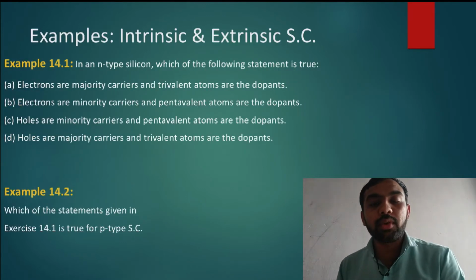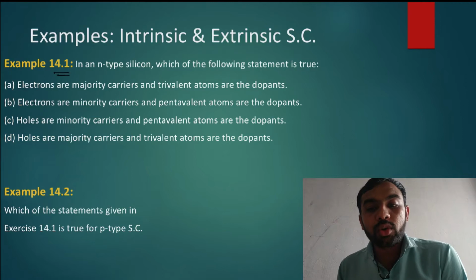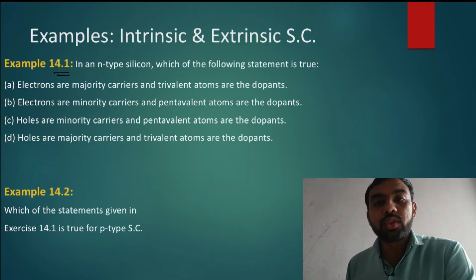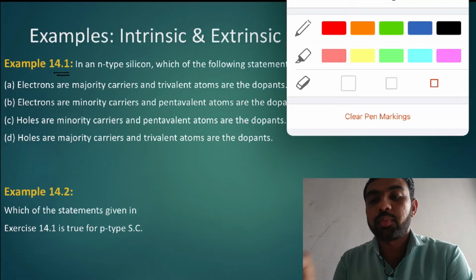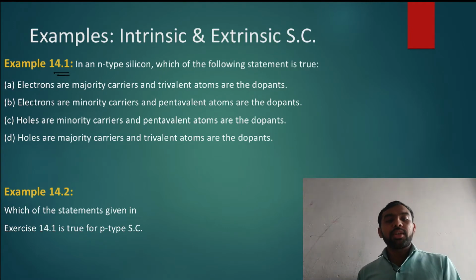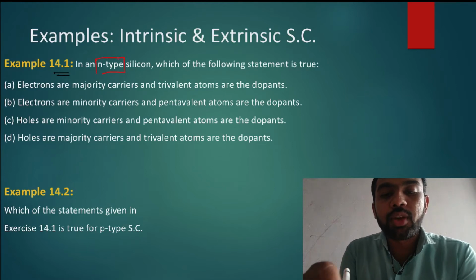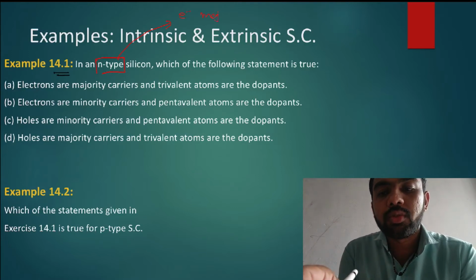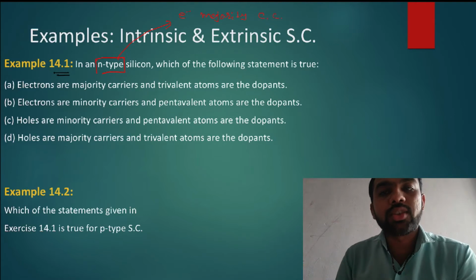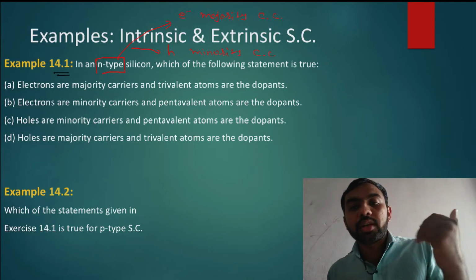The next one is an example from the exercise, example number 14.1. What is the problem statement? In N type silicon, which of the following statements is true? Very simple. You see here options like electrons are minority charge carriers, majority charge carriers. So you just write down for N type semiconductor: electrons are the majority charge carrier, second, holes are the minority charge carrier. And which type of impurities are added?